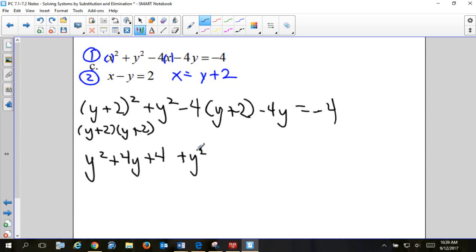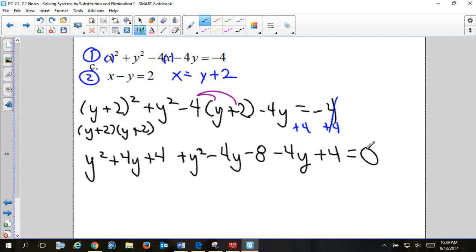We will have to distribute the minus 4. So we get minus 4y minus 8 minus 4y. And while I'm at it, I'm going to go ahead and add that 4 to the other side of the equation, while I'm doing all the work anyway. Combine some more on that side. I'm going to have to set it equal to 0 eventually.